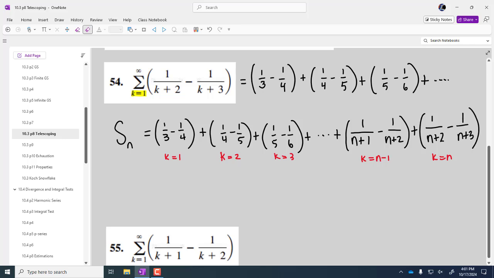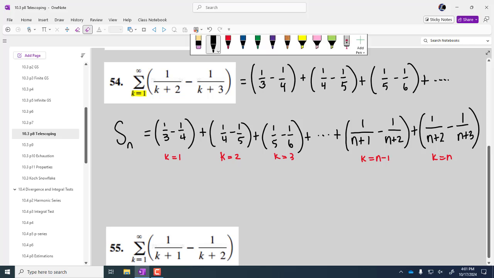So there we have our nth partial sum. Now we can do the cancellation type thing. Everybody agree that that's S sub n? That is the sum of the first n terms. But in order for us to take the limit of that, we need to simplify this first.